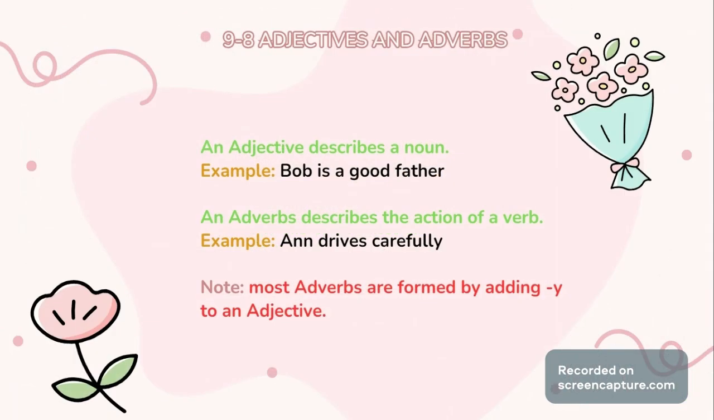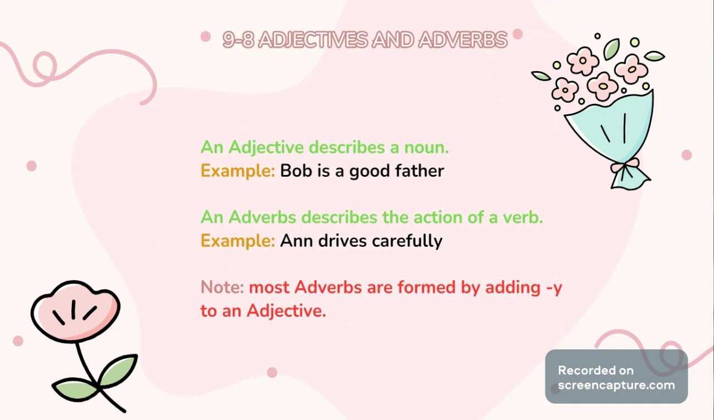Next, adjectives and adverbs. An adjective describes a noun. Example, Bob is a good father. So, the adjective is good and the noun is father. It tells that Bob is a good father. And an adverb describes the action of a verb. Example, Anne drives carefully. So drive is a verb and carefully is an adverb.